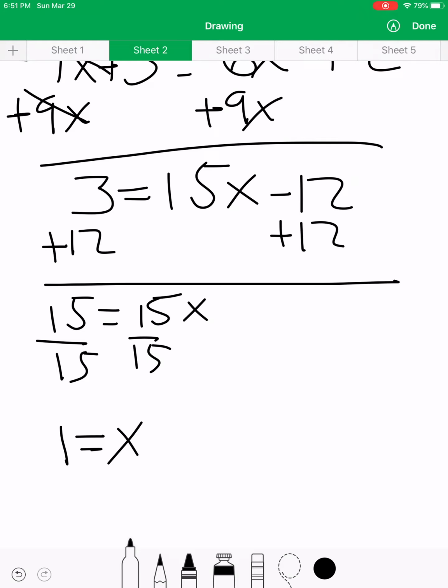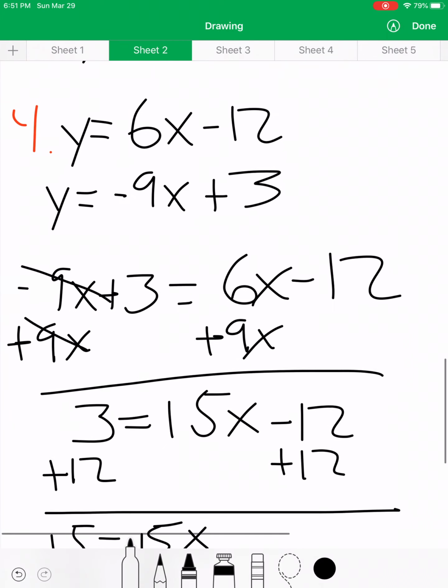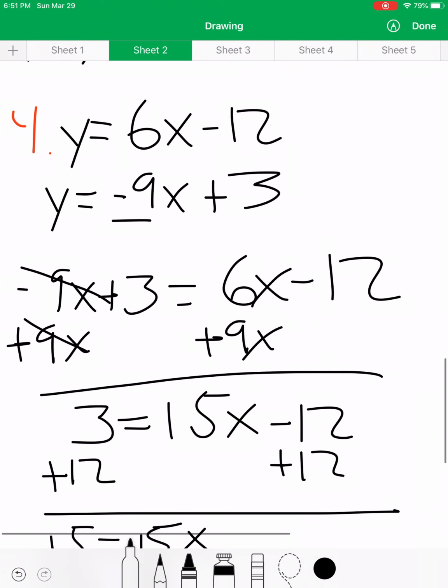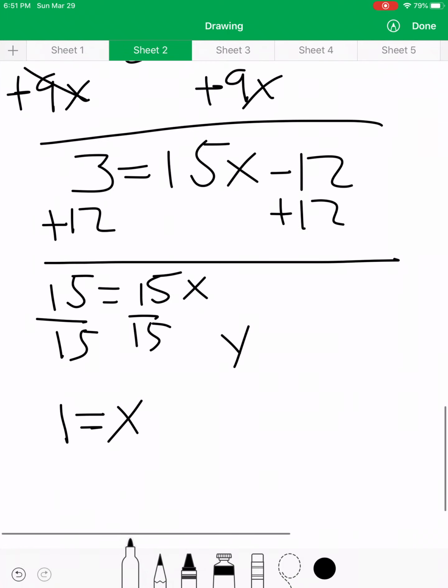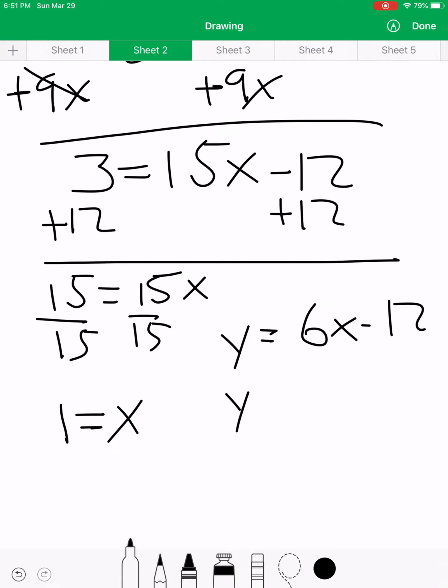I then take this 1 and I plug it into either one of my equations. So let's go back up and look at that. I don't want to deal with the negative right there, so I'm going to choose y equals 6x minus 12. Again, you can choose either or. I just didn't want to deal with that negative. So we substitute 1 in for x now.